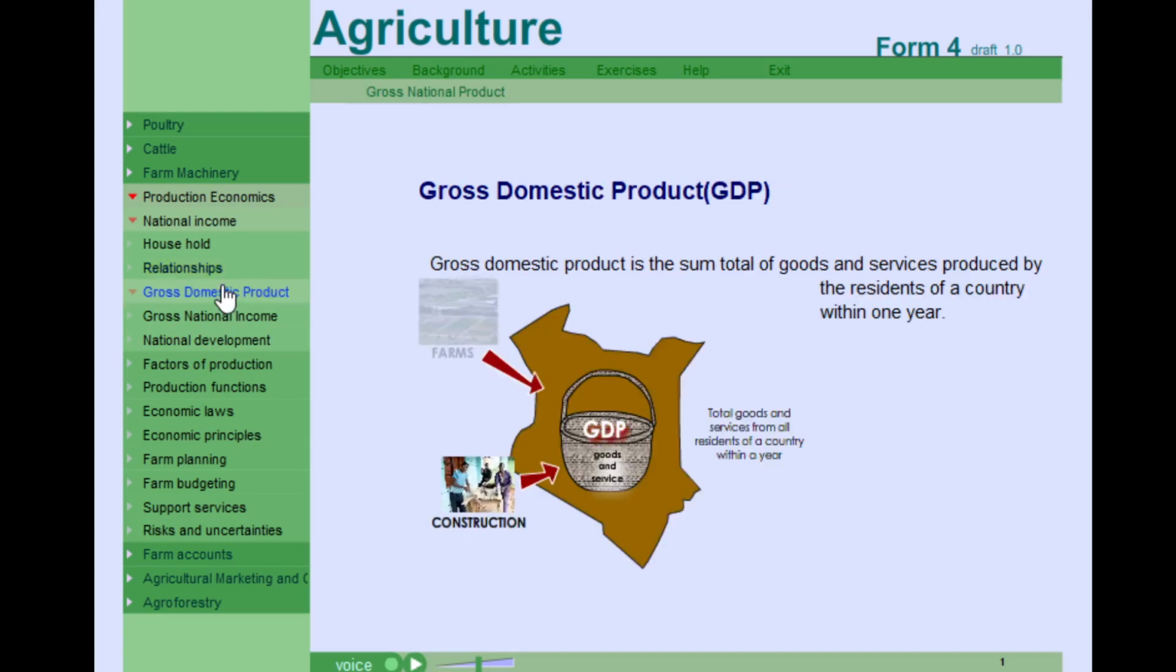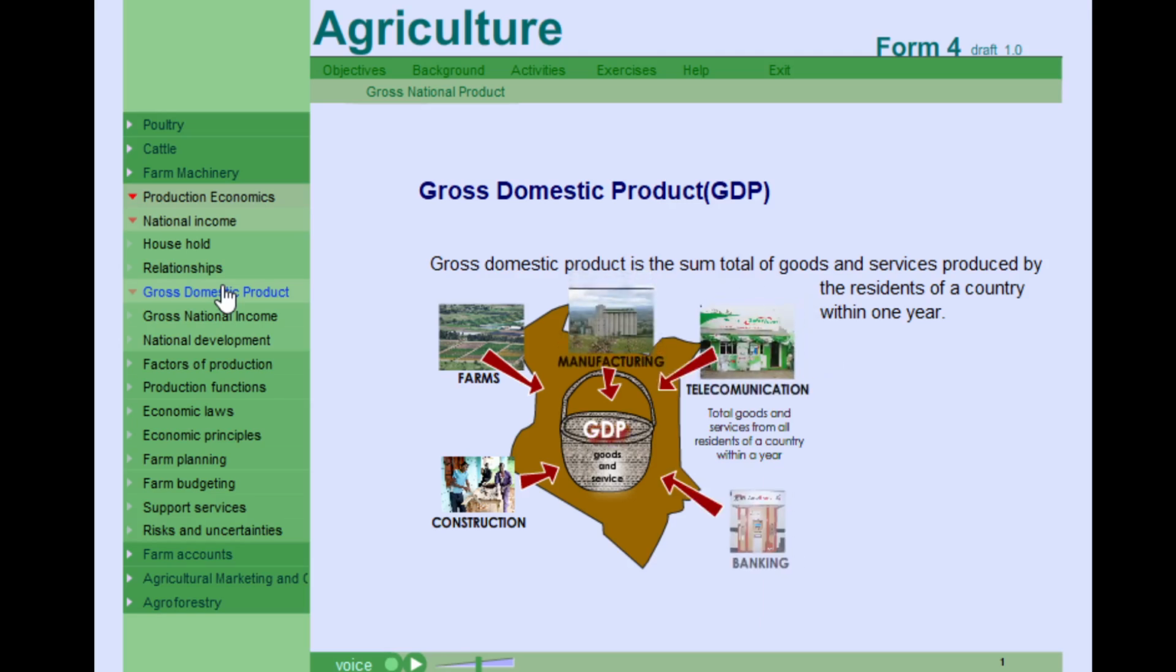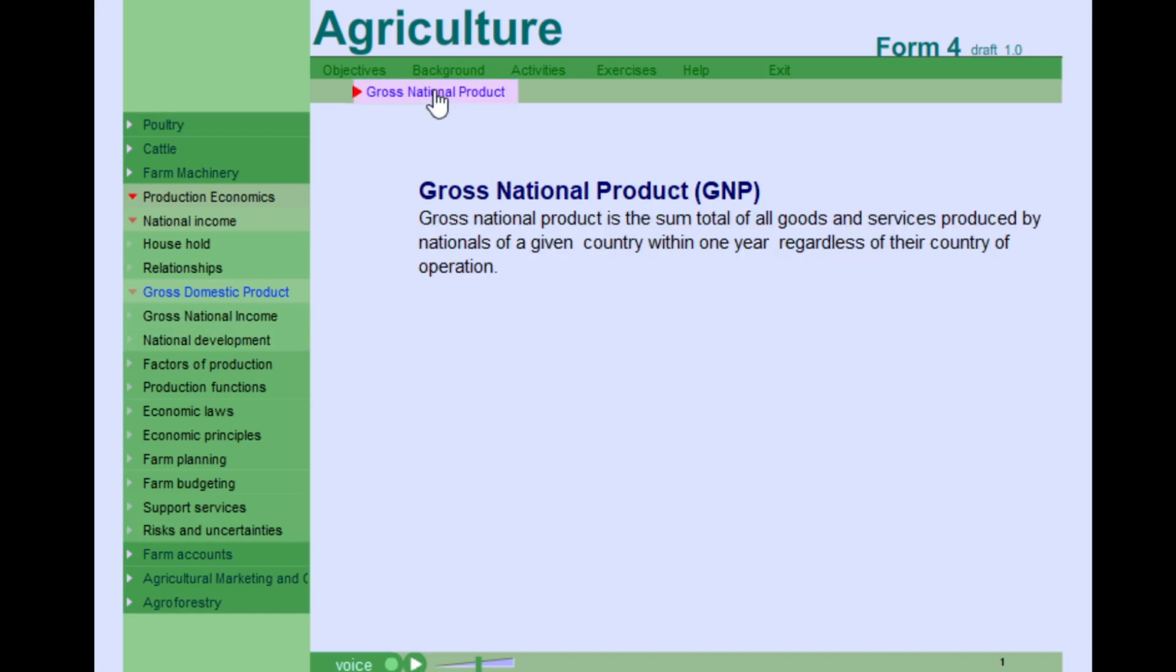Gross domestic product (GDP) and gross national product (GNP). Gross domestic product is the sum total of goods and services produced by the residents of a country within 1 year. Gross national product (GNP) is the sum total of all goods and services produced by nationals of a given country within 1 year, regardless of their country of operation.